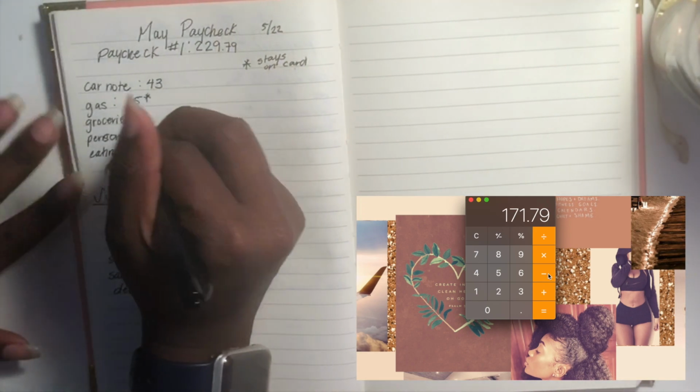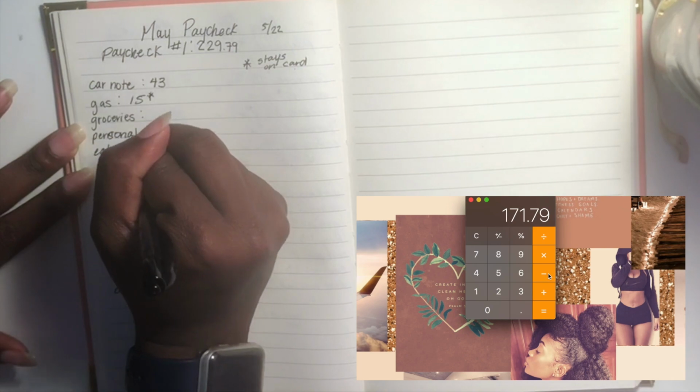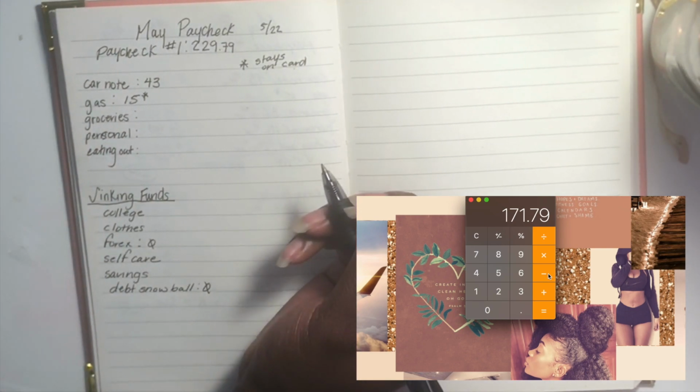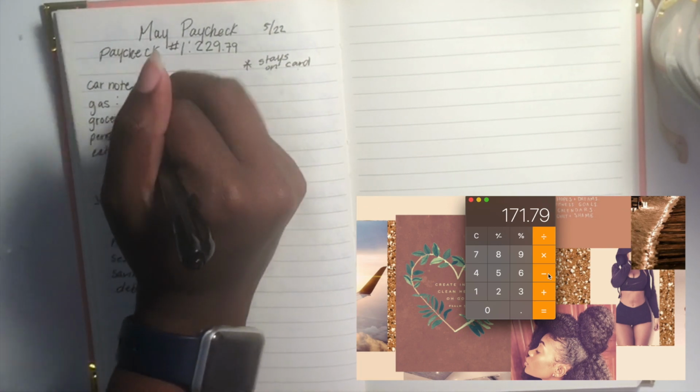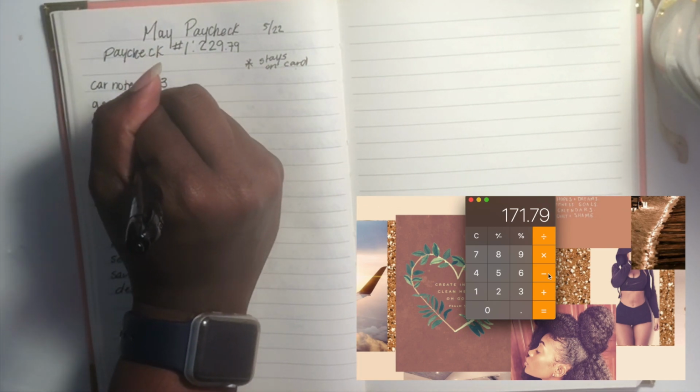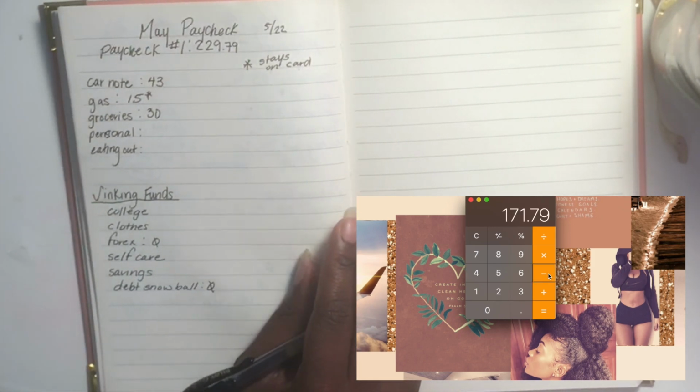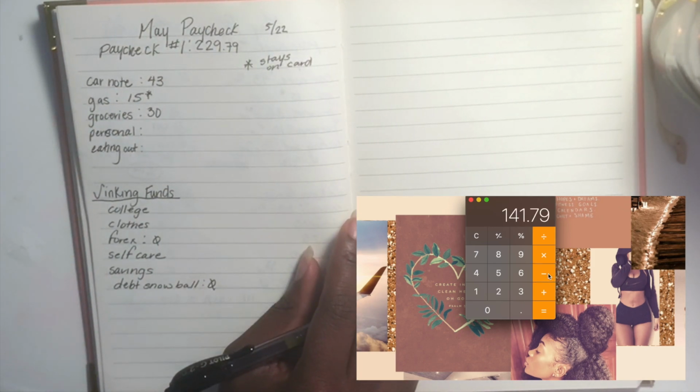Okay, so for groceries this week, I'm giving myself $30 because I have been doing keto and I've been doing so good. In the past 18 days, I lost 17 pounds, which is so amazing. So I just need to get some more groceries so I can stick with it. So $30 for groceries. So then I subtract that 30.